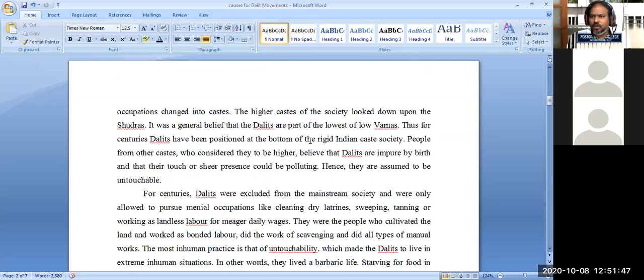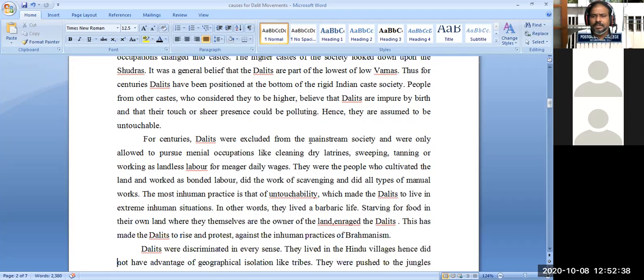The higher castes of the society looked down upon the Shudras. It was generally believed that Dalits are part of the lowest Varna. Okay, so the upper caste ideology was that the Dalits were part and parcel of the lower Varna, the Shudra. Thus, for centuries, Dalits have been positioned at the bottom of the rigid Indian caste system. People from other castes who consider themselves higher believe that Dalits are impure by birth and that their touch or mere presence could be polluting. Hence, they are assumed to be untouchable.